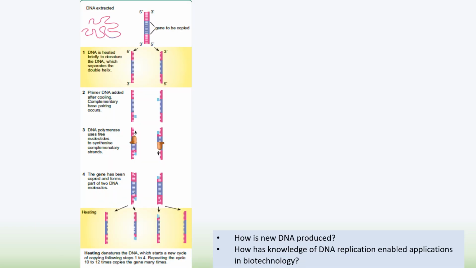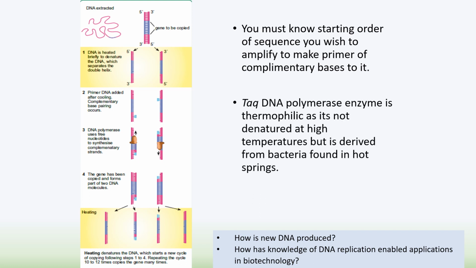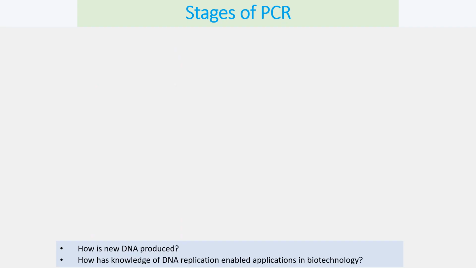72 degrees. The reason is that the DNA polymerase we use is called Taq DNA polymerase, an enzyme that has been isolated from thermophilic bacteria found in hot springs, so it works at a high temperature. This allows us to control all the stages of the reaction.